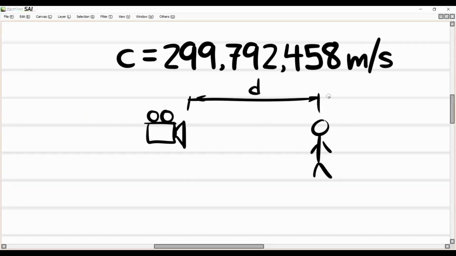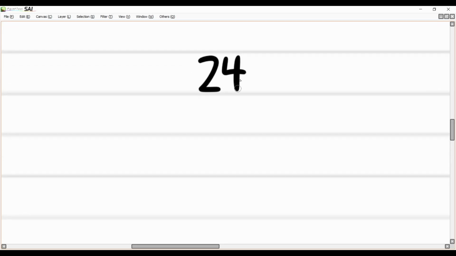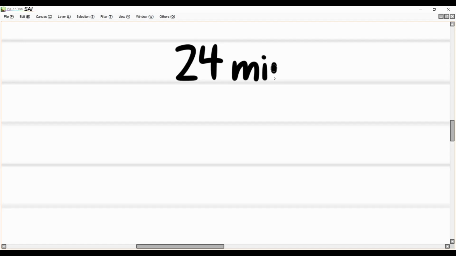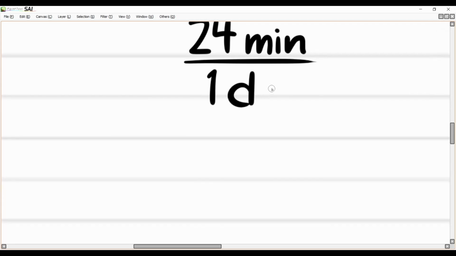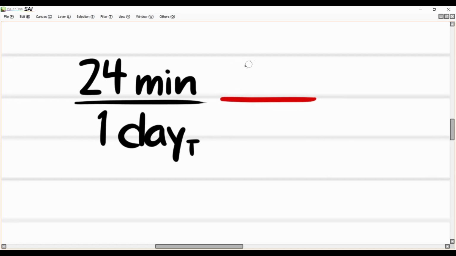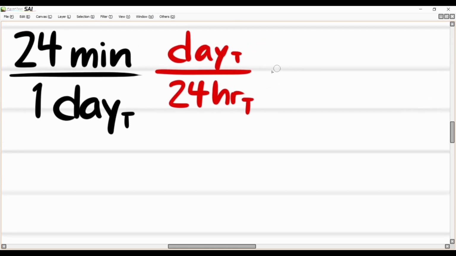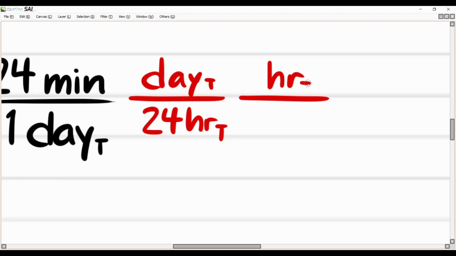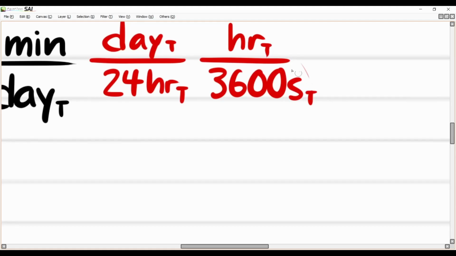So, let me go ahead and double check this conversion. So we have real life minutes, which I'll just indicate as this. So 24 minutes for every 1 day in Teyvat. Teyvat uses a 24-hour cycle, so for every Teyvat day, there are also 24 Teyvat hours, and then for every Teyvat hour, there are 3,600 Teyvat seconds.